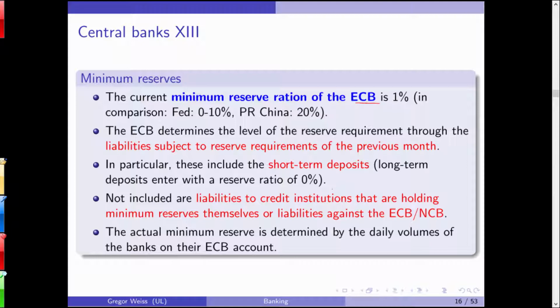So the ECB determines the level of the reserve requirement through the liabilities subject to reserve requirements of the previous month. The ECB from month to month calculates the reserve ratios, and there are some positions from the balance sheet that are not entering this calculation of the minimum reserve ratio. And here, of course, every commercial bank has to keep an account with the ECB, and the ECB then calculates on a daily basis the minimum reserve ratio and whether the minimum reserve ratio is violated or not.